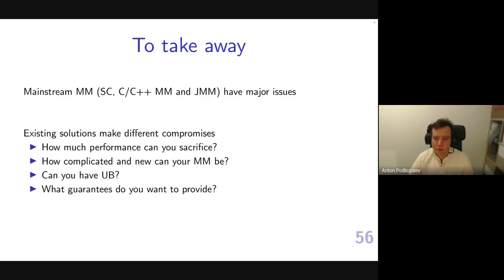So essentially, that's what I wanted to talk about today. To wrap up, I would like to state that the existing memory models of languages have major issues. However, there are some solutions which are based on different compromises: how much performance can you sacrifice for nicer semantics, how complicated your memory model could be, can you have undefined behavior, and things like that.